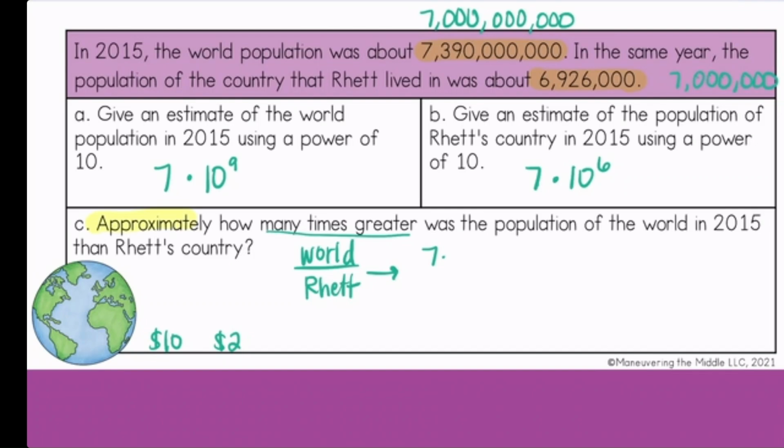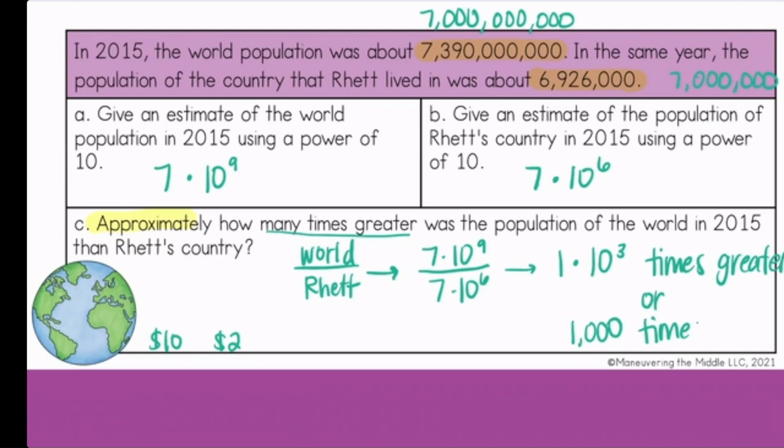7 times 10 to the 9th divided by 7 times 10 to the 6th. When I apply those properties of exponents and I regroup this problem, I'm first thinking, what is 7 divided by 7? And it's 1. And then I'm dividing 10 to the 9th by 10 to the 6th, which is 10 to the 3rd. So you could say it is about that many times greater, 1 times 10 to the third, or it might make a little bit more sense to convert that to standard notation and say that it's about 1,000 times greater. The world population was about 1,000 times greater than the country that Rhett lived in.